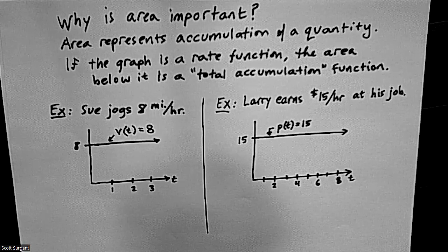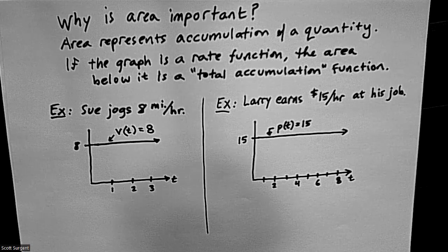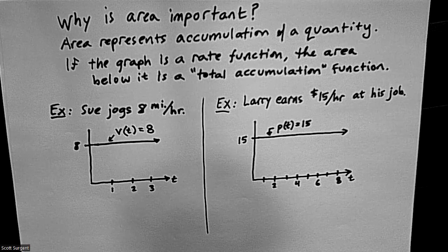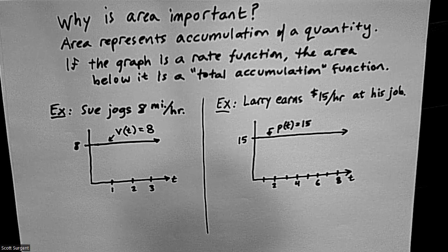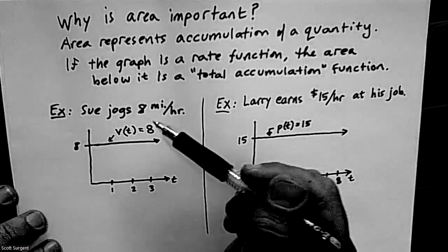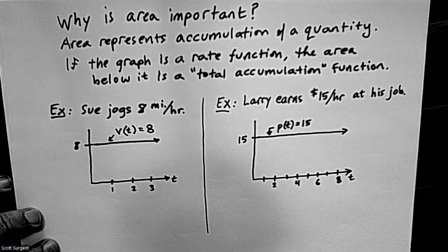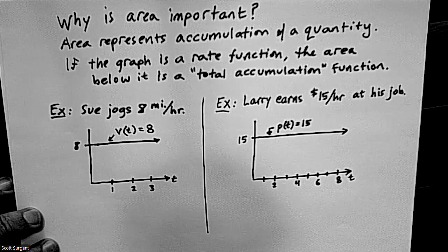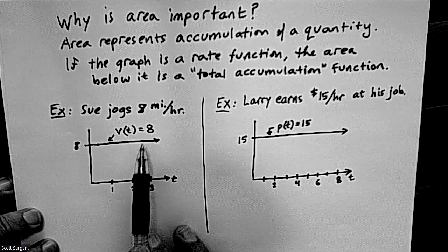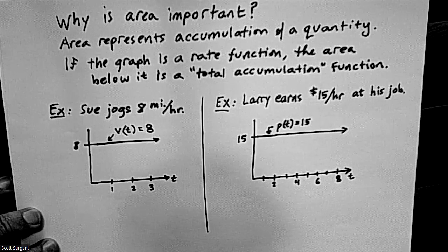Why is area important? Area represents the accumulation of a quantity. For example, if the graph is a rate function, the area below the graph is a total accumulation function. For example, let's say Sue jogs 8 miles per hour. That is a constant rate. So her graph, which I've labeled v of t to represent velocity, is just simply equal to the number 8. It is a horizontal line 8 units above the t-axis in this case.